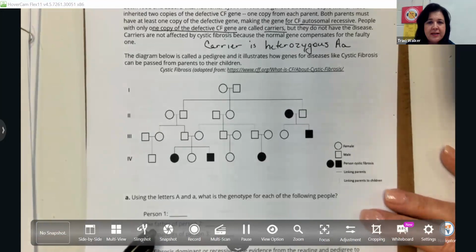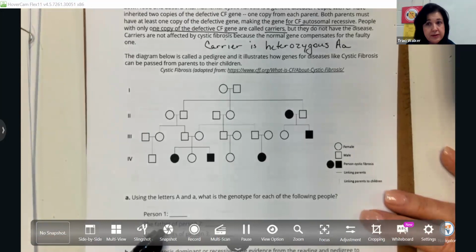Okay, so if they had not told us that cystic fibrosis was autosomal recessive, we could have figured that out using the questions that we learned in the last video. So remember the question we need to ask is, are there children who are affected with neither parent affected?